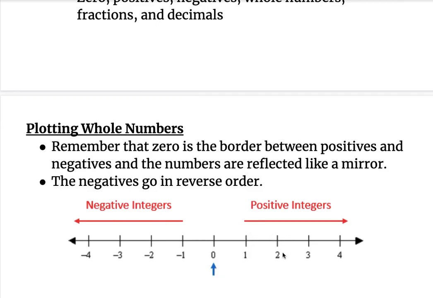So the positives are going in normal order 1, 2, 3, 4, and then the negatives look like they're going in reverse. But basically the number right next to 0 is still 1. The number 2 spots away from 0 is still the 2, except it's negative. So the negatives are going in reverse order. That's very important when you're trying to find or plot your whole numbers.